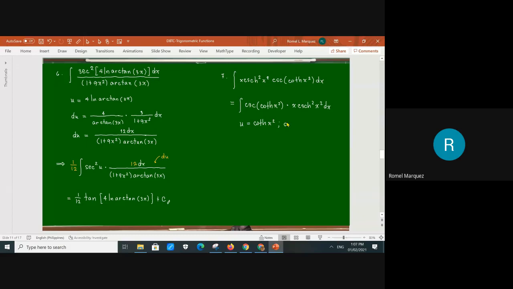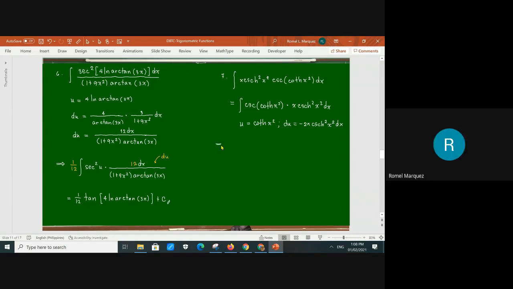What's the du, guys? Du is negative. Derivative of x squared is 2x. So derivative of hyperbolic cotangent is negative hyperbolic cosecant squared x squared dx. Negative 2x hyperbolic cosecant squared x squared dx. Is that correct now, guys? Yes, po, sir.